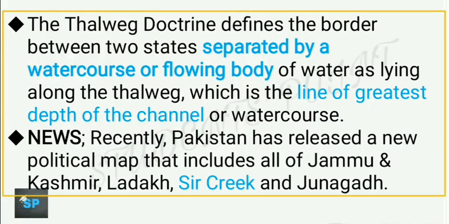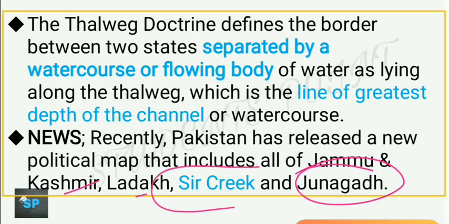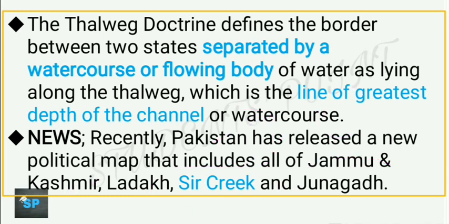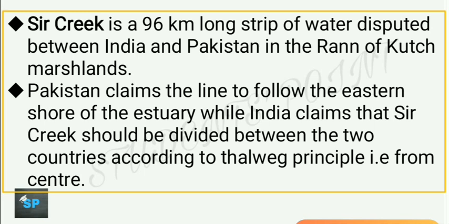So what is the matter? See, recently Pakistan has released a new political map that includes all of Jammu Kashmir, Ladakh, Sar Creek and Junagadh as its own territory. However, it is not new for Pakistan to show Junagadh, Kashmir, Ladakh as its own part. It shows the obsession of Pakistan with territory. However, now Pakistan has also shown all of Sar Creek in its own territory. However, Sar Creek till now was considered disputed and talks were ongoing for its resolution.